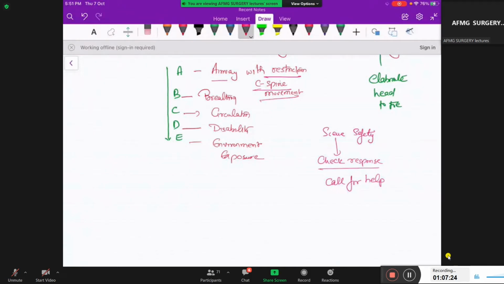If A is not a problem, then B. If B is not a problem, then C. But if A is a problem, you can't go to B. You can't even think of going to B, leave alone going to C. Understood? Okay. So that means we have to take care of airway, and we have to take care of the spine also.